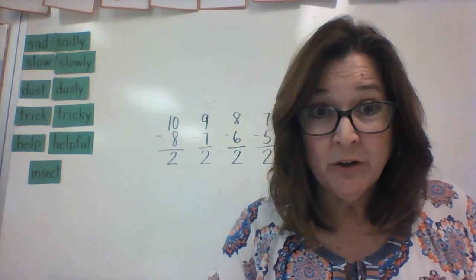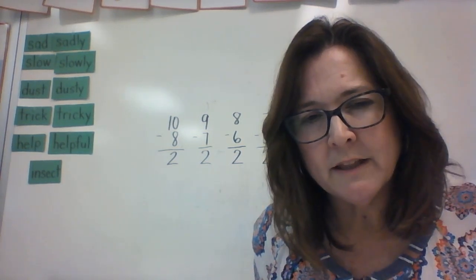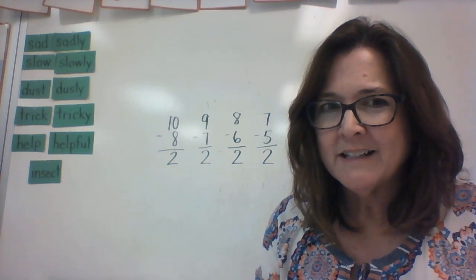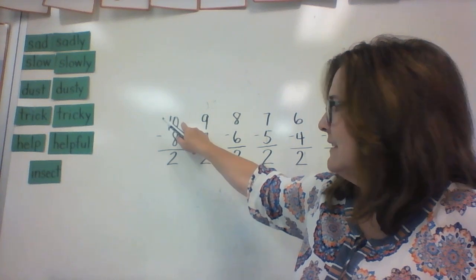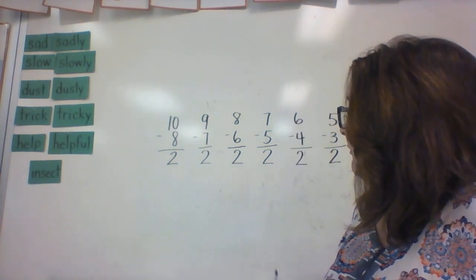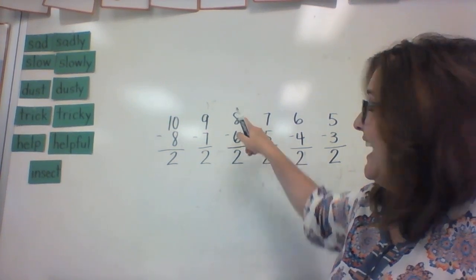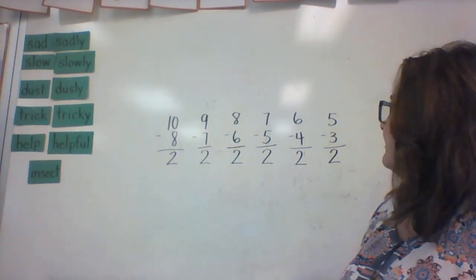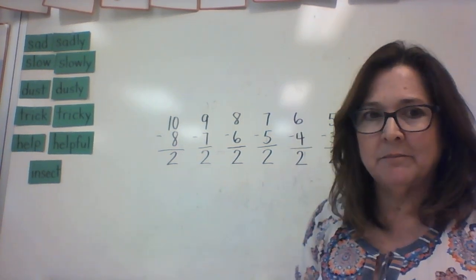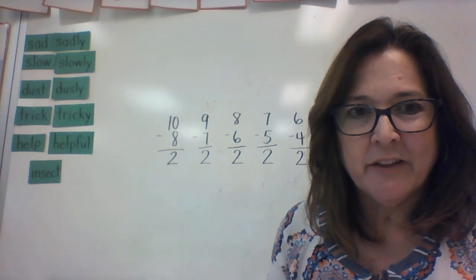Now, what I want you to look at is, let's count our even numbers. Let's start with 0. 0, 2, 4, 6, 8, 10. 0, 2, 4, 6, 8. 0, 2, 4, 6. Even numbers right beside each other when we count.